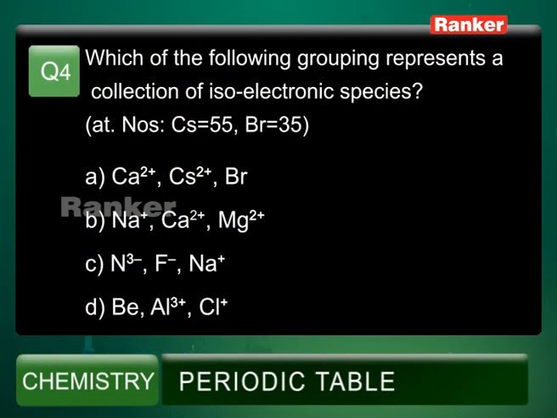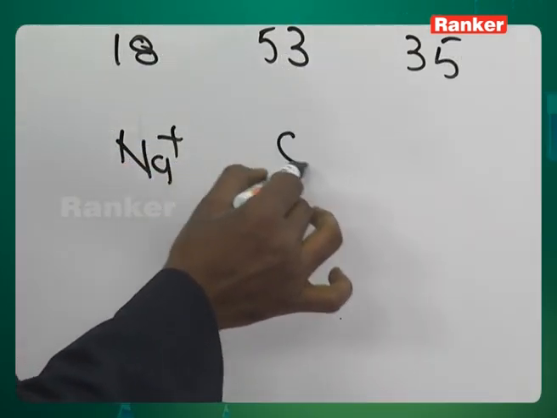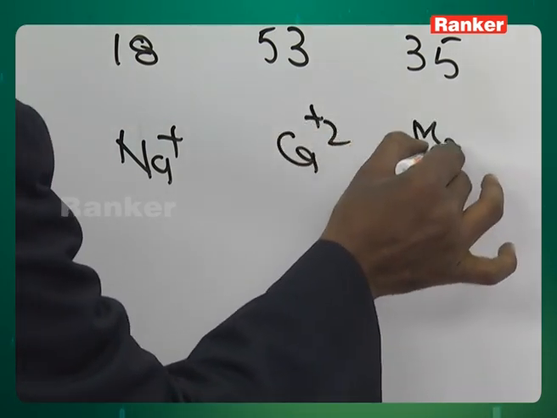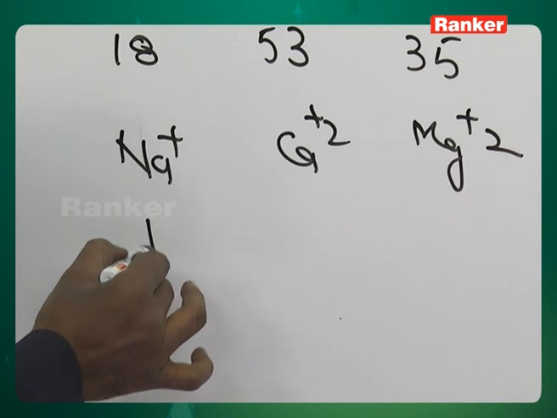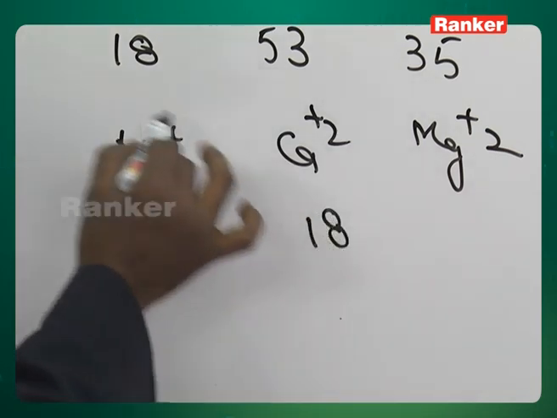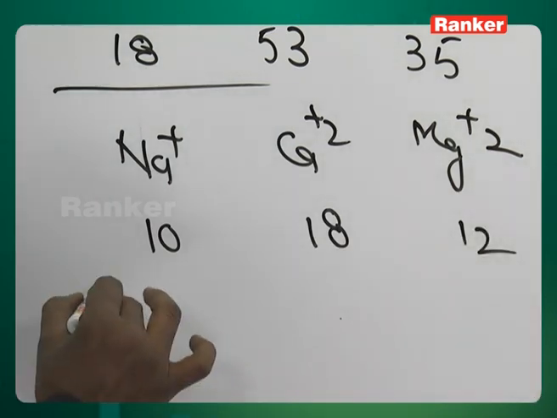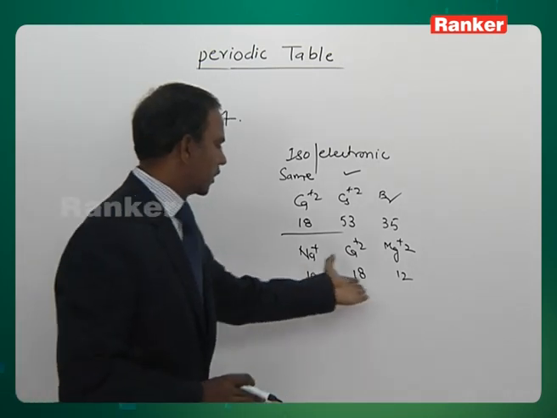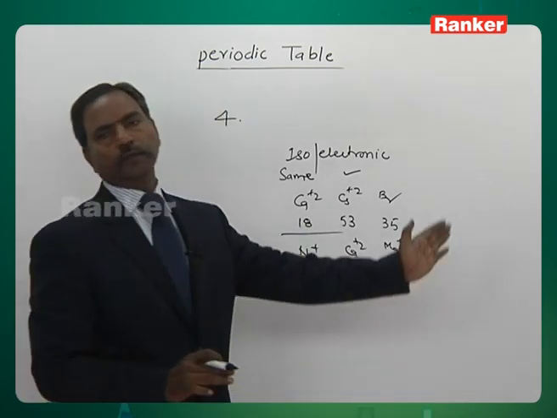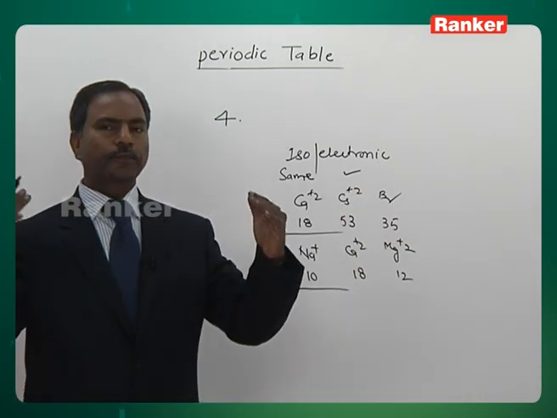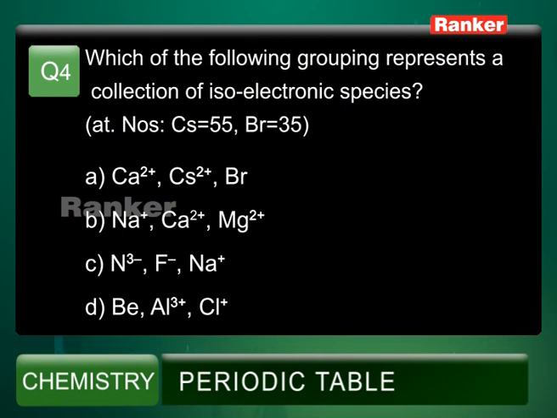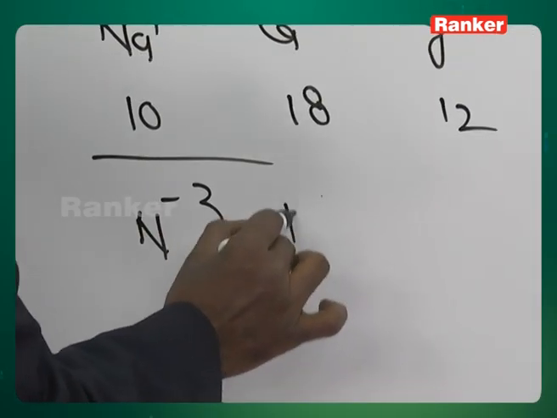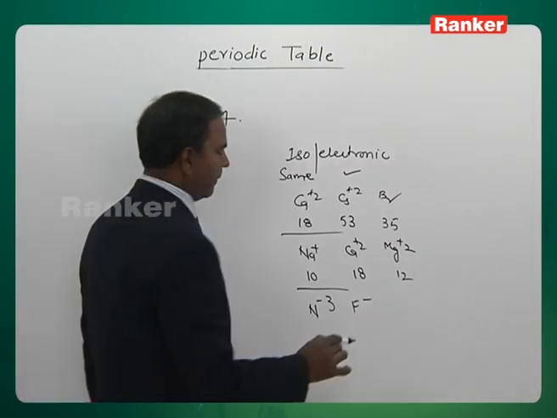Coming to option B, Na plus, Ca plus 2, Mg plus 2. Number of electrons is 10, 18, and 12. So this grouping is not carrying the same number of electrons. This is also not carrying the same number of electrons. Coming to option C, N minus 3, F minus, and Na plus.